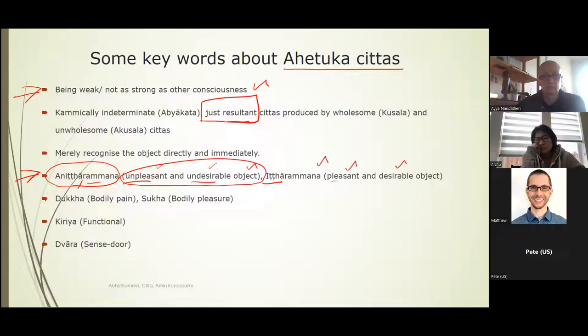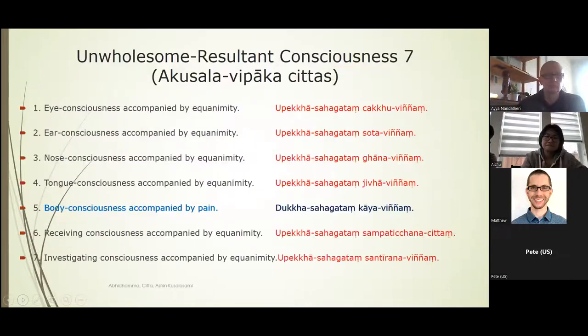And next, dukkha. Most Buddhist people already know dukkha. Dukkha is bodily pain, and sukha is bodily pleasure. Kiriya means functional, and dvara means sense door. Okay, this is just an introduction, and let me go to the 18 chetas.